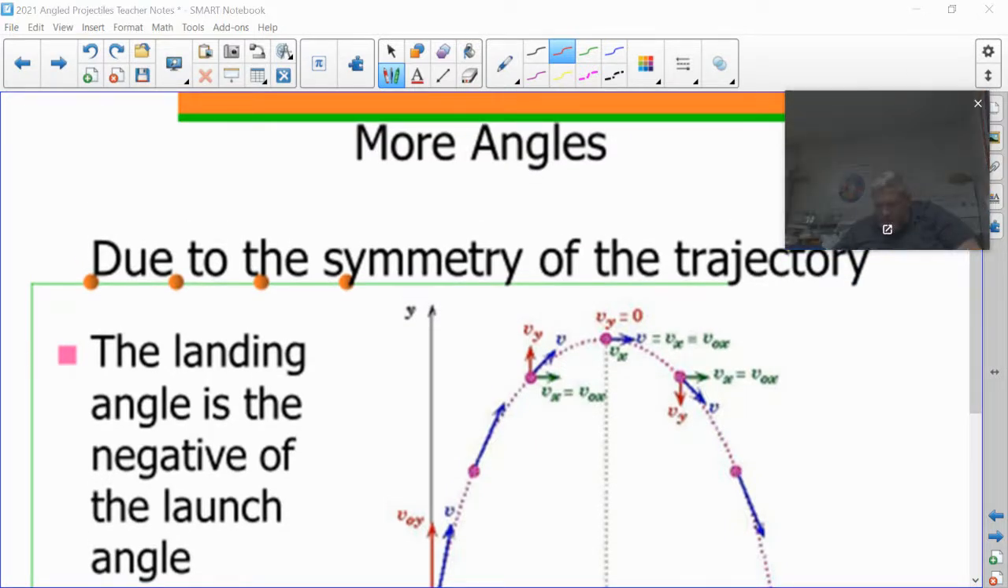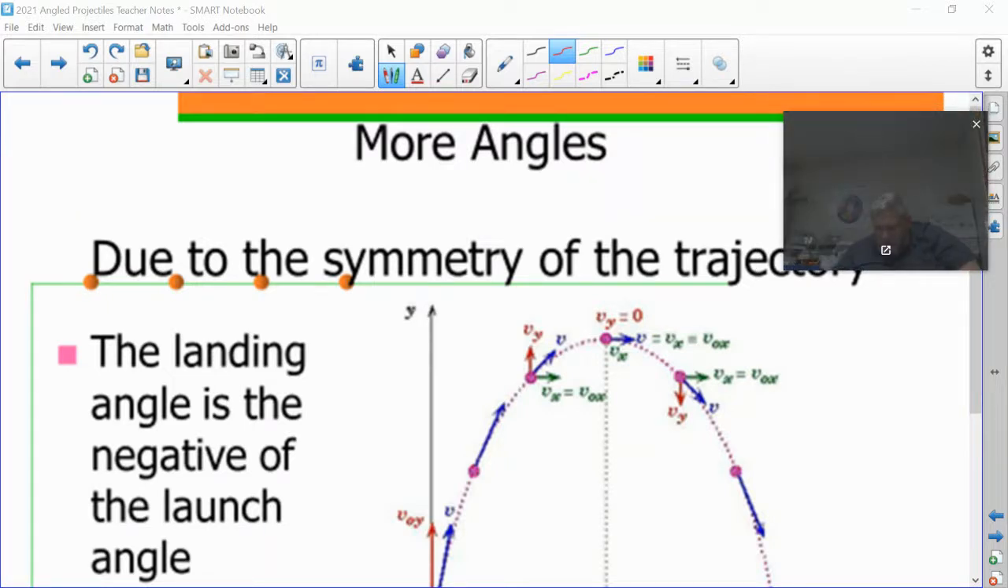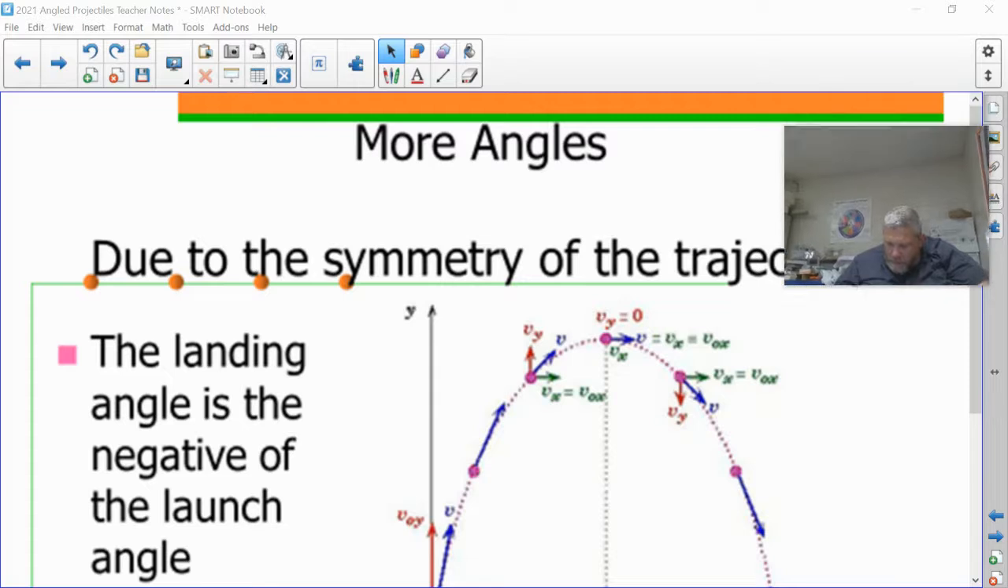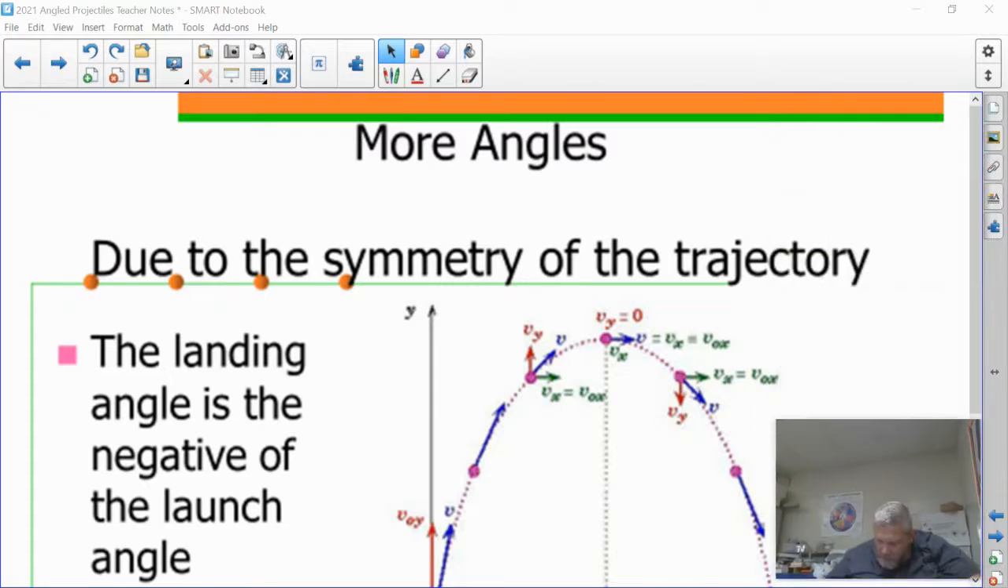Let me move this one more time. Let's move my picture. Trying to move my picture here. Hang on. Move it down here.